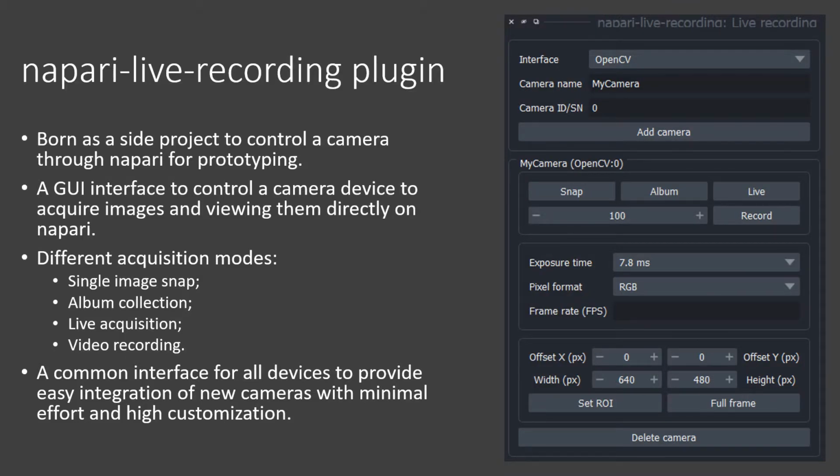So napari-live-recording is a plugin born as a side project to control a camera through Napari to make prototyping of our cameras easier. It has a GUI interface which you can use to control a camera device directly from Napari and acquire images which are directly shown on the viewer. There are different acquisition modes, such as a single image snap, an album collection, live acquisition, and video recording. There is also a common interface for all devices to provide an easy integration of new cameras with minimal effort and high customization.